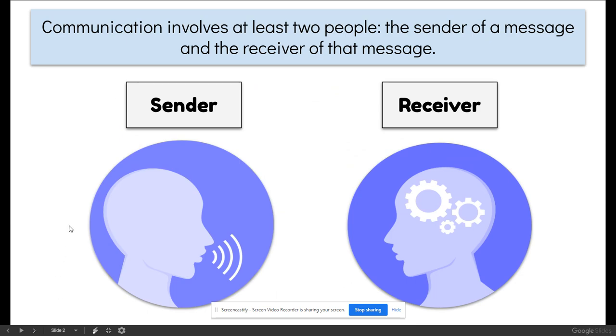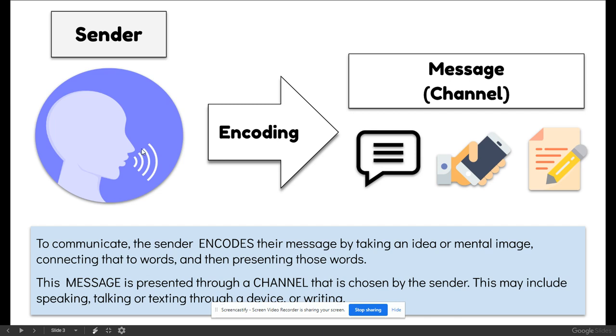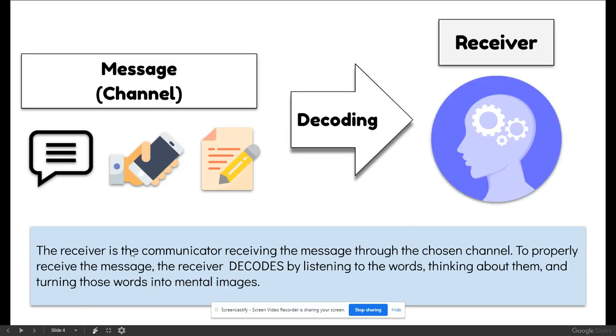Communication involves at least two people, the sender of a message and the receiver of that message. The person that's talking is the sender, the person that is listening is the receiver. To communicate, the sender encodes their message by taking an idea or mental image, connecting words to it, and then presenting those words. The message is presented through a channel that is chosen by the sender. This may include speaking, texting through a device, or writing. As you can see, the sender encodes their message, and the message they send out can be delivered in multiple different ways.